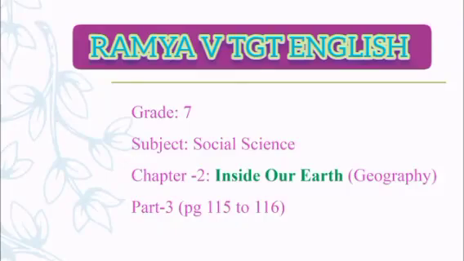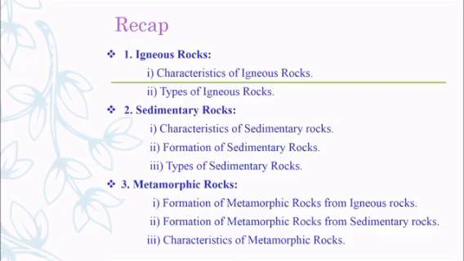Second chapter in geography, which is inside our earth. In the last class, we have already discussed the following topics. The first one is igneous rocks. Under this, we have characteristics of igneous rocks and types of igneous rocks. The second one is sedimentary rocks. Under this, we have characteristics of sedimentary rocks, formation of sedimentary rocks, and types of sedimentary rocks.